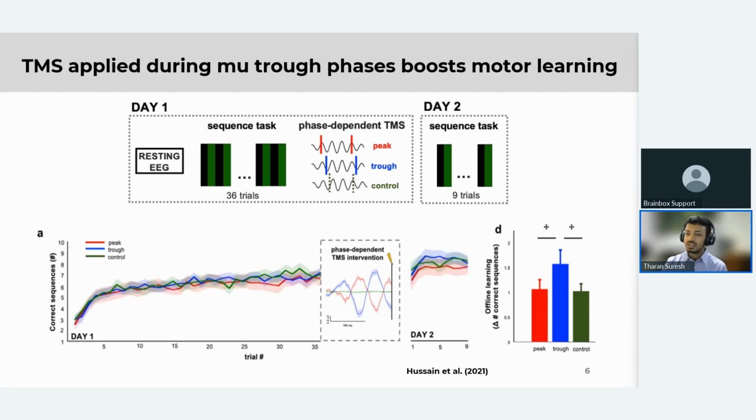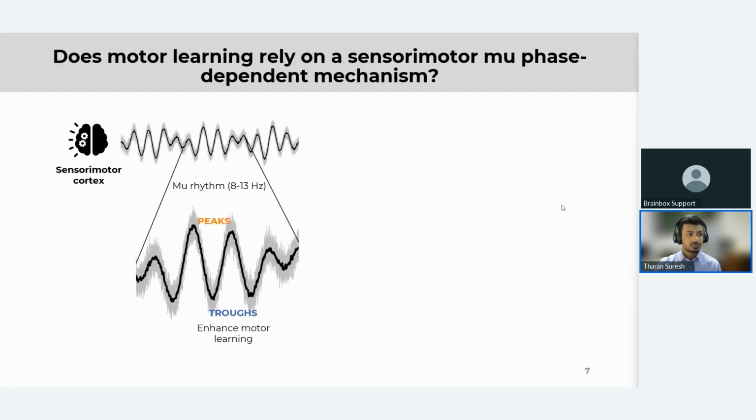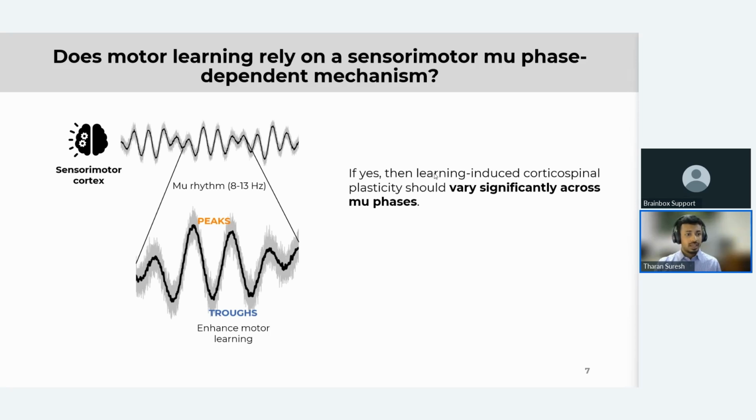And although this study differentially modulated the motor memory consolidation process, it was interventional in nature, but not physiological. But we were interested to see if motor learning relies on a mu phase dependent mechanism. And to do that, we asked this question: does motor learning rely on a sensorimotor mu phase dependent mechanism? So given that the mu rhythm trough phases are associated with interhemispheric communication, higher corticospinal output, improved LTP-like corticospinal plasticity, and like I mentioned, it boosts motor learning.